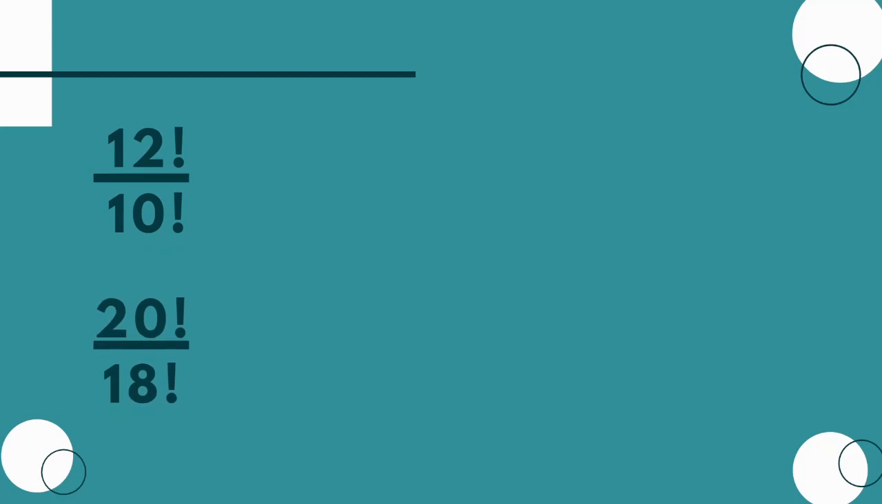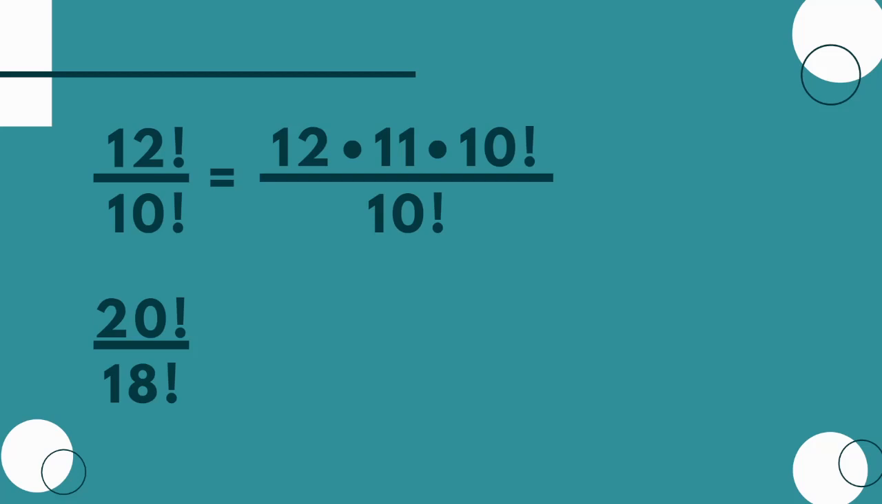So, next, 12 factorial over 10 factorial. Same as what we did earlier in number 3. So, 12 factorial over 10 factorial is equal to 12 times 11 times 10 factorial over 10 factorial. Then, cancellation method again. Cancel both 10 factorial. So, 12 times 11 is equal to 132.